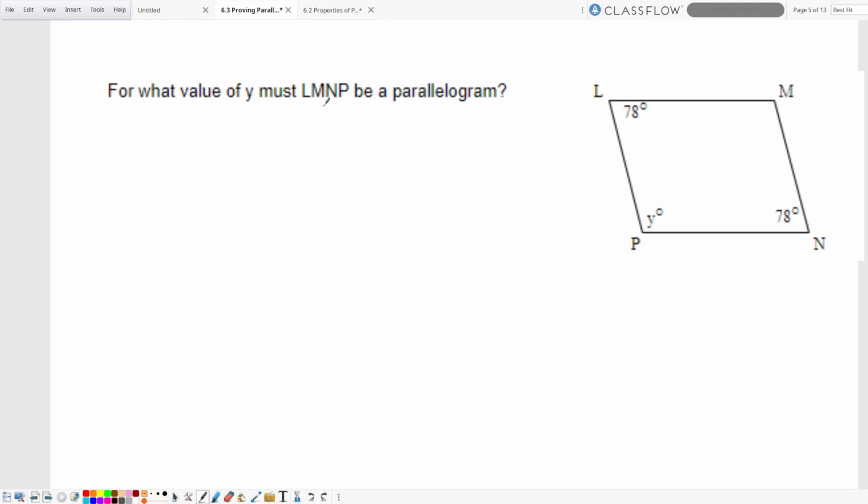So for what value of y must L, M, N, and P be a parallelogram? So here I have L and N are both 78. So for this to be a parallelogram, P has to be supplementary with both L and N. Luckily enough, L and N are congruent to each other. So that means that I would need to take 180 minus 78, that would give me 102 degrees. So if y was 102 degrees, then you would have a parallelogram.